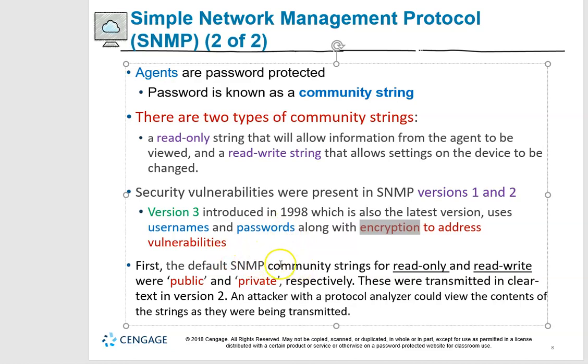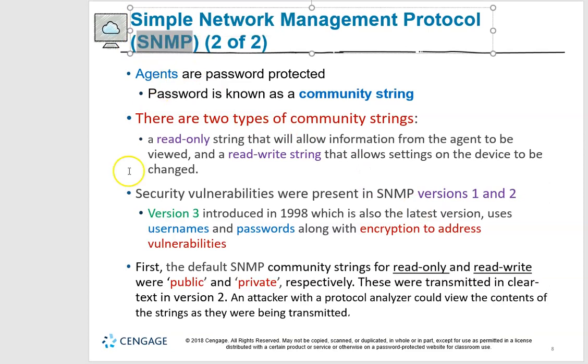First, the default SNMP community strings for read-only and read-write were called public and private. The problem was they were transmitted in clear text even in version 2. So the vulnerability was that an attacker, all they'd have to do would be to put a Wireshark protocol analyzer, for example, in that network, and they could see the contents of these strings as they were being transmitted. So those are the key issues with SNMP you should be aware of.